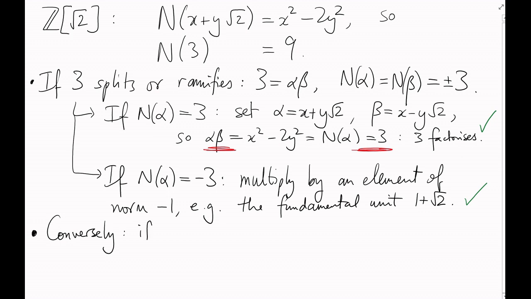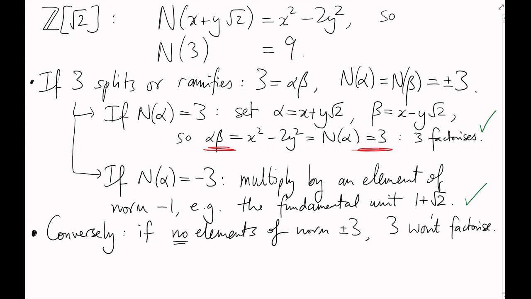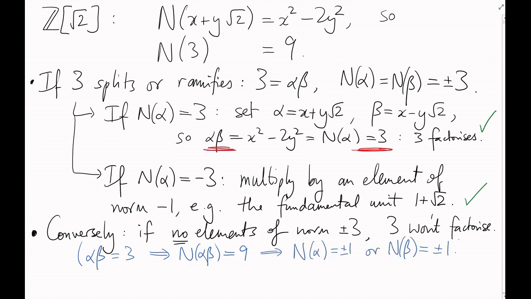Conversely, if there are no elements of norm plus or minus 3 in this ring, 3 won't factorize non-trivially. If alpha times beta equals 3, which has norm 9, and there are no elements of norm plus or minus 3, then one of alpha or beta must have norm plus or minus 1, which makes it a unit. So 3 must remain inert. So this is an if and only if statement.